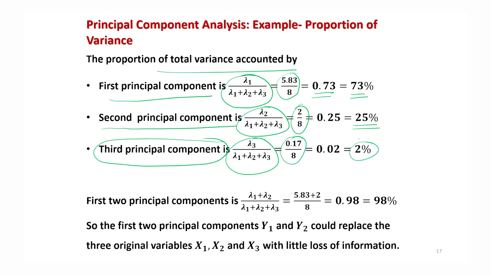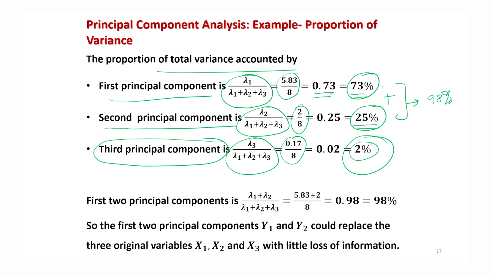So you can see that the first principal component is taking care of 73% of the total variance, and the second principal component is taking care of 25% of the variation. If you add them together, altogether they are going to take care of 98% of the total variability in the system. And the third principal component is taking care of only 2% of the variability in the system.